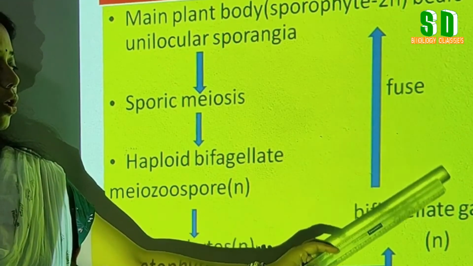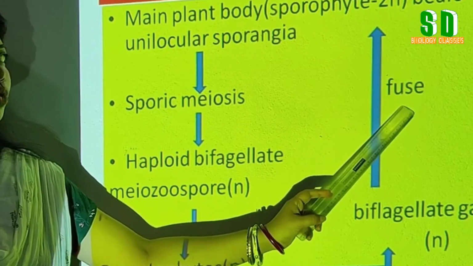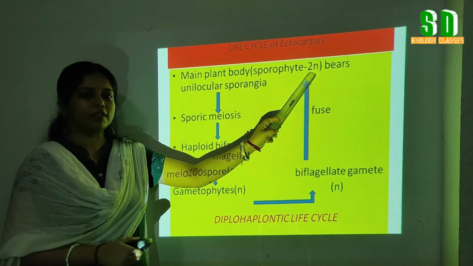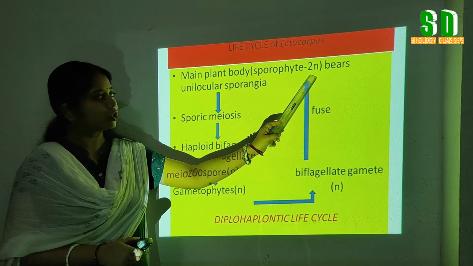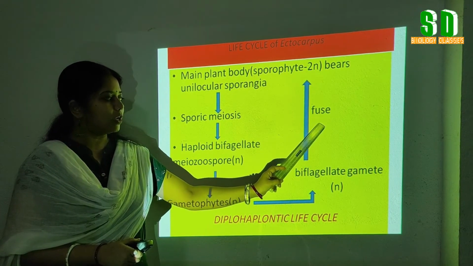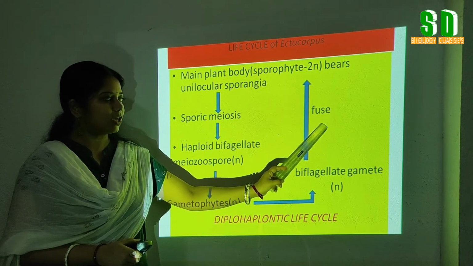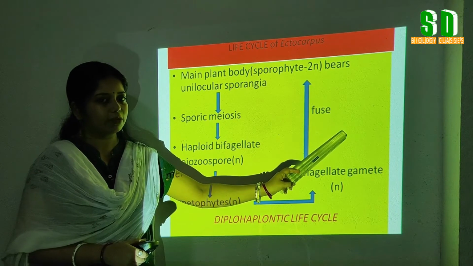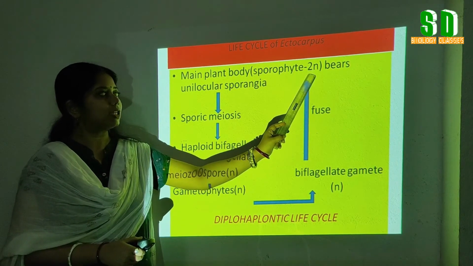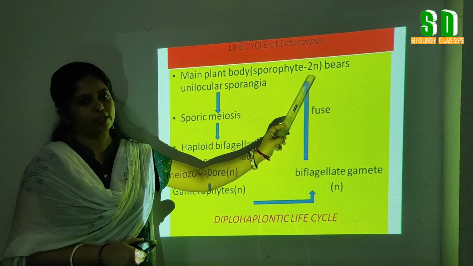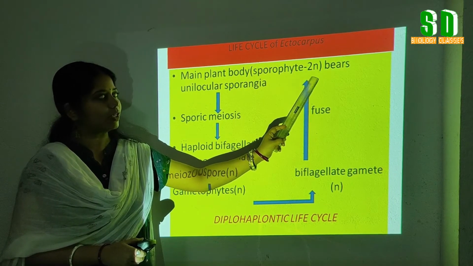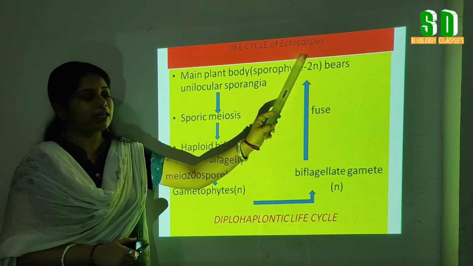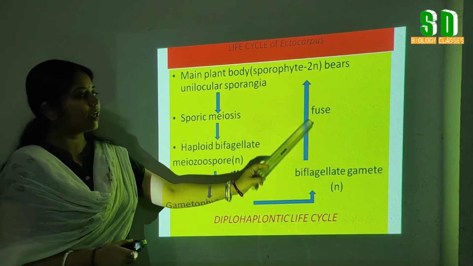Two biflagellated gametes fuse with each other and give rise to the sporophytic thallus once again. So, one biflagellated gamete having n chromosomes fuses with another biflagellated gamete having n chromosomes. As a result, the new cell that is formed has 2n chromosomes, and that gives rise to the sporophytic plant body, or Ectocarpus. This is the whole life cycle of Ectocarpus.